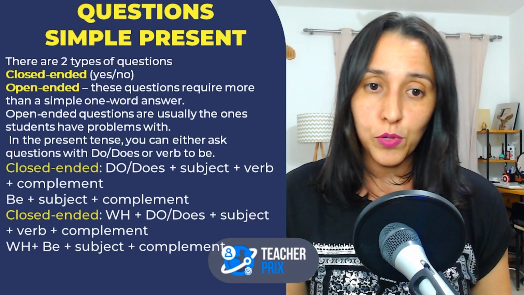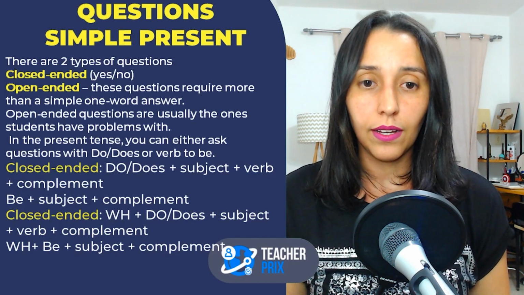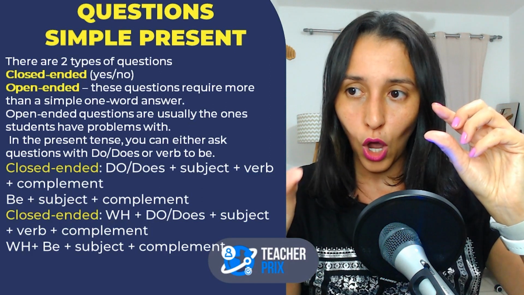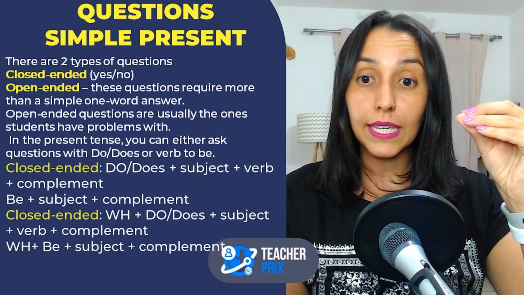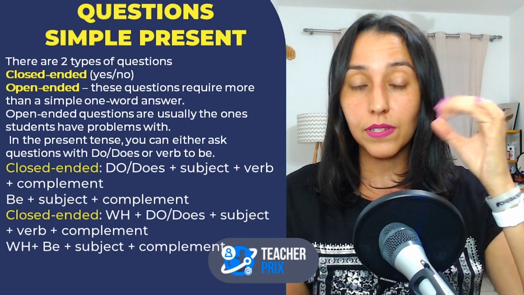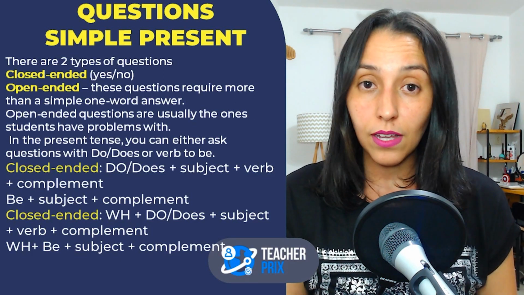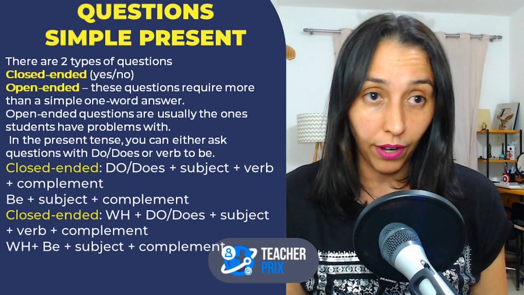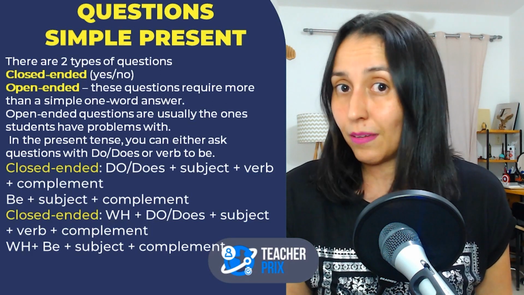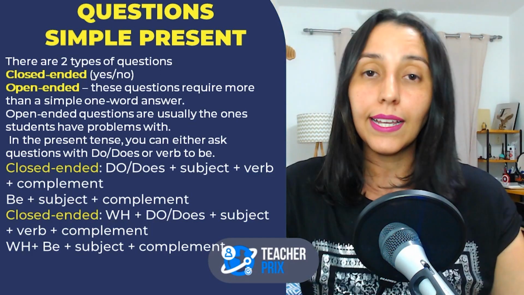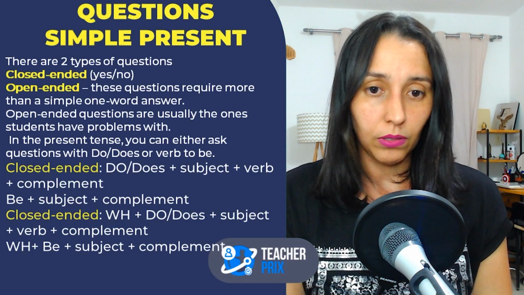The second option of closed-ended question is be plus subject plus complement. Verb to be, in this case am, is, are, because I am talking about simple present. Then my subject: John, the party, the students, the dog, the church, a subject. Then a complement, anything that will complete the idea of the question, okay?